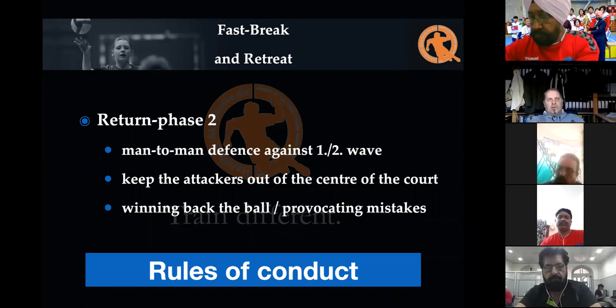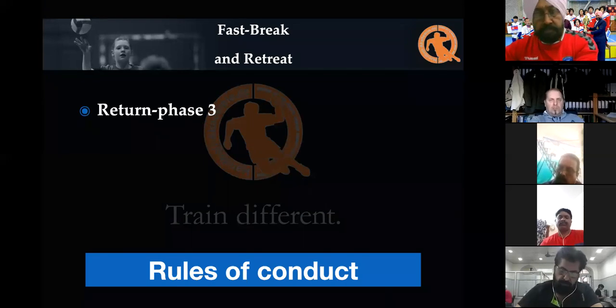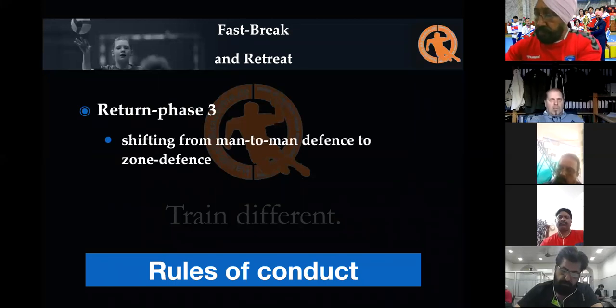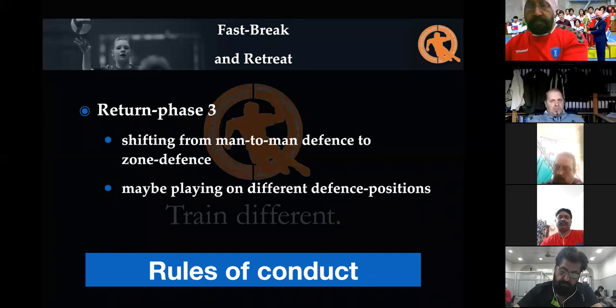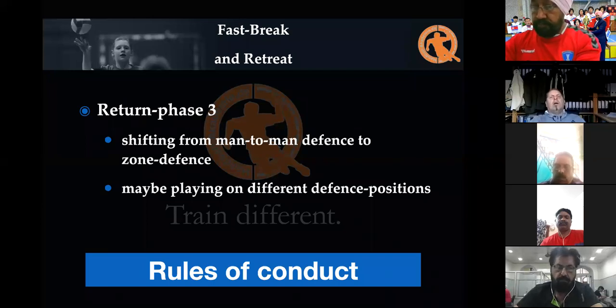Return phase number 3 is when the players are coming back to their own goal area and they turn from man-to-man to zone defense. In that moment, maybe they have to play on a different defense position. This is the moment the defense is not very well organized, but instead of running to my position, you have to be active on a different position. And this is another aspect why variability in defense position is quite helpful, because in that moment, it's good if you can play no matter in which defense position you are.